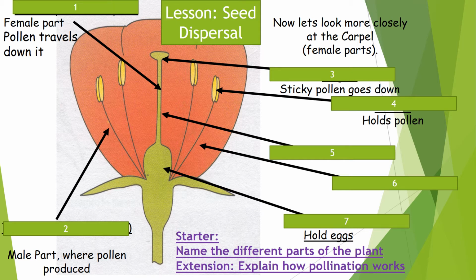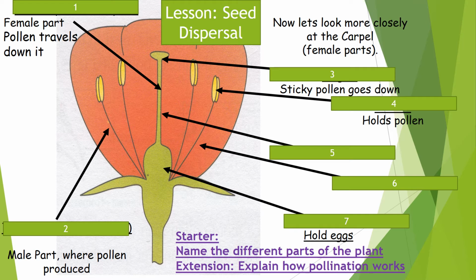We're going to start off today's lesson with a 1 to 7 question for you on labeling the different parts of a flower. Now, I know you've done this before, but it's always important to revise and practice. So, can you pause the video, write 1 to 7 down, and then see if you can answer the different parts of a flower correctly.